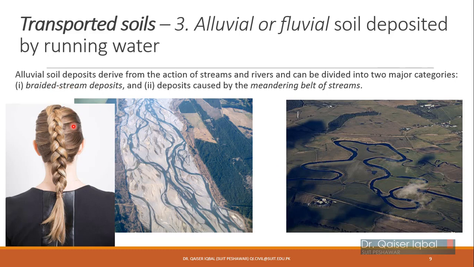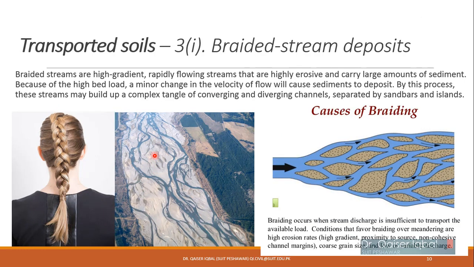So first, discussing the braided stream deposits. What are braided stream deposits, how are those soils deposited, and what type of soils will you see in braided streams? Braided streams have a high gradient, which basically means rapid flowing streams. Their velocity is high. If the gradient of the flow is high, their velocity will be high, so they will be highly erosive as well. If the water has a high velocity, it will erode a lot of soil, and it will eventually carry a large amount of sediment or particles with it because of the very high velocity.